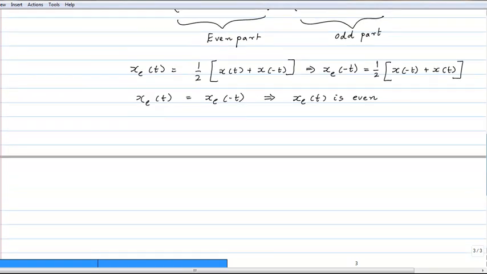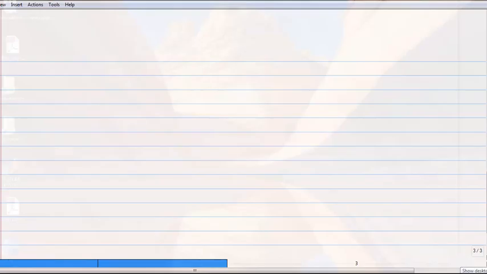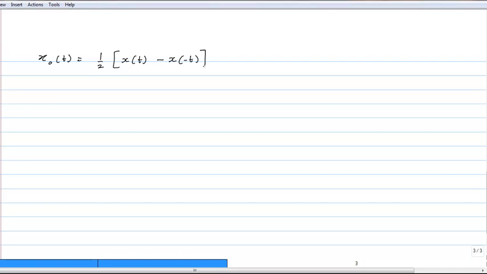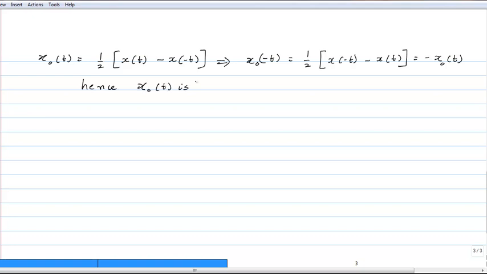And you can see this by defining xo of t to be equal to half x of t minus x of minus t, and this implies that xo of minus t is half of x of minus t minus x of t, which is in fact equal to the negative of xo of t. Hence xo of t is odd.